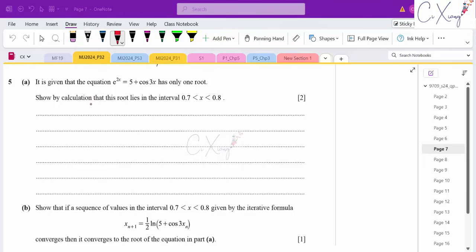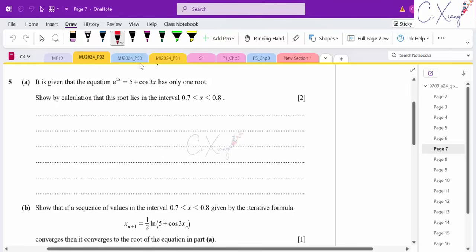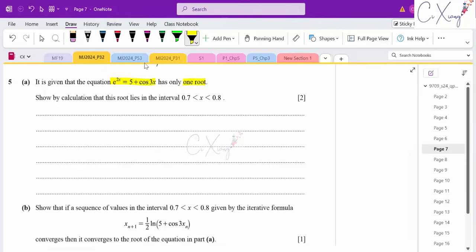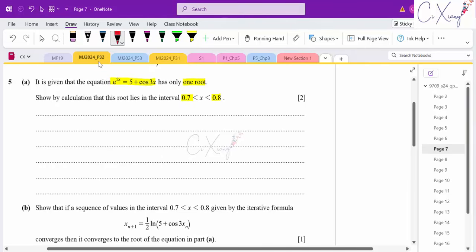Let's discuss question number 5. We are given an equation here that has only one root. They want us to verify, by calculation, that the root lies between these two values, 0.7 and also 0.8.